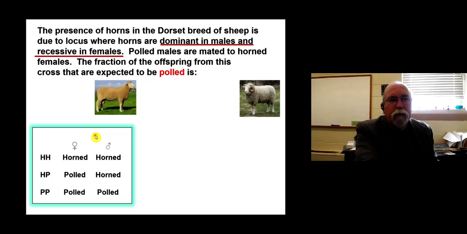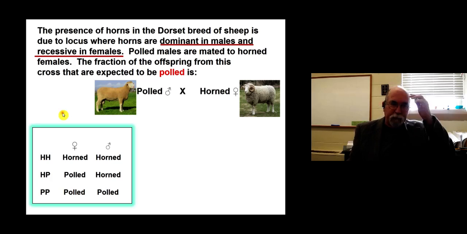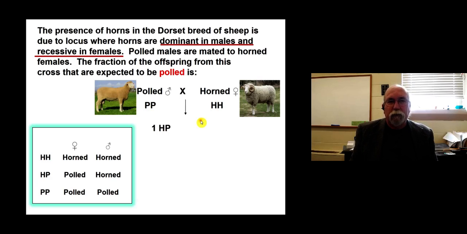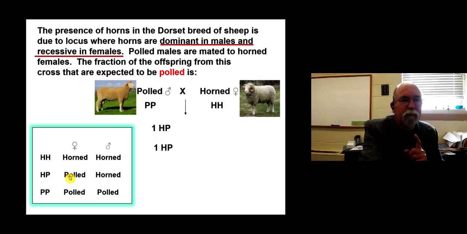All right. Well, now that we've got that, it's a trivial problem. Okay. Polled males are mated to horned females. Okay. Well, there's a polled male right there, right? And there's a horned female right there. That's the only genotype she can have. So we just put that down. Okay. We say, all right, we've got that. We've got them played out. You're going to cross a homozygote times a homozygote. Everybody's going to be a het, and you're going to get about what? One het, half.